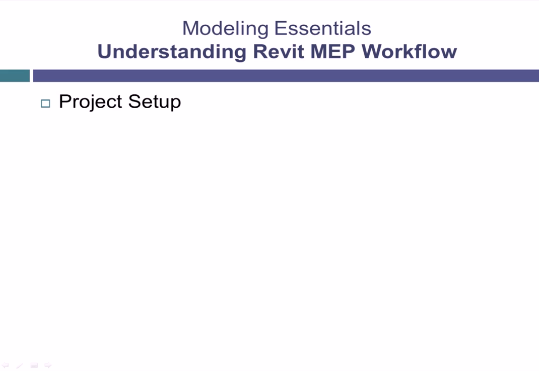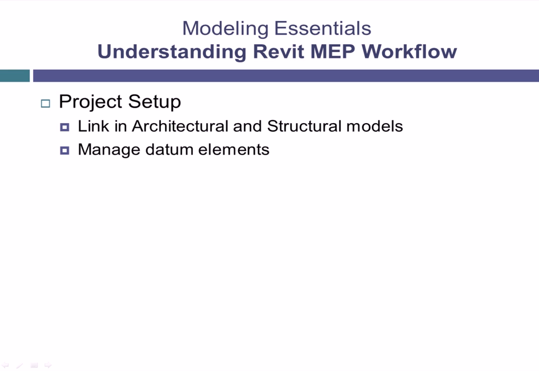Once you are satisfied with the content that is available in the project for the design team to use, you can link in the architectural model and the structural model if they are available. Once the architectural model is linked in, you need to manage the datum elements. These include the levels that are associated with the floor plans, and the levels in the MEP model or models should match the architectural model. After that, you should create spaces to match the architectural rooms.